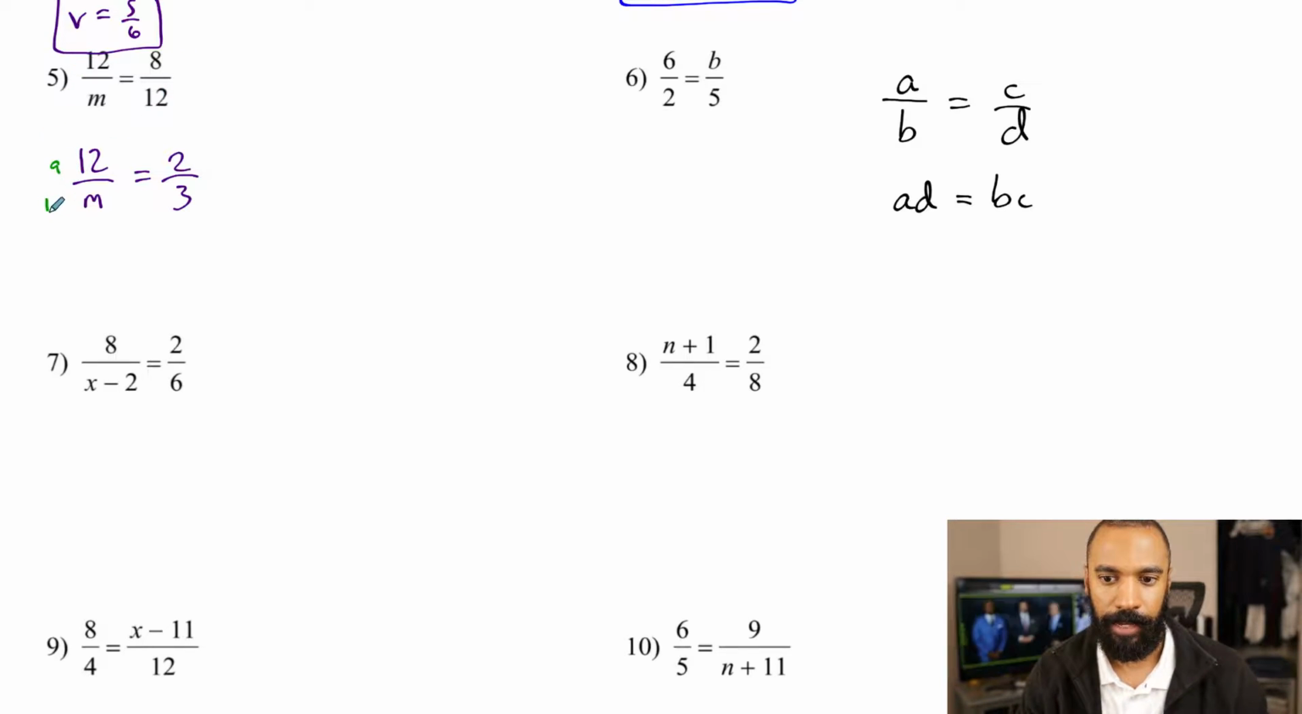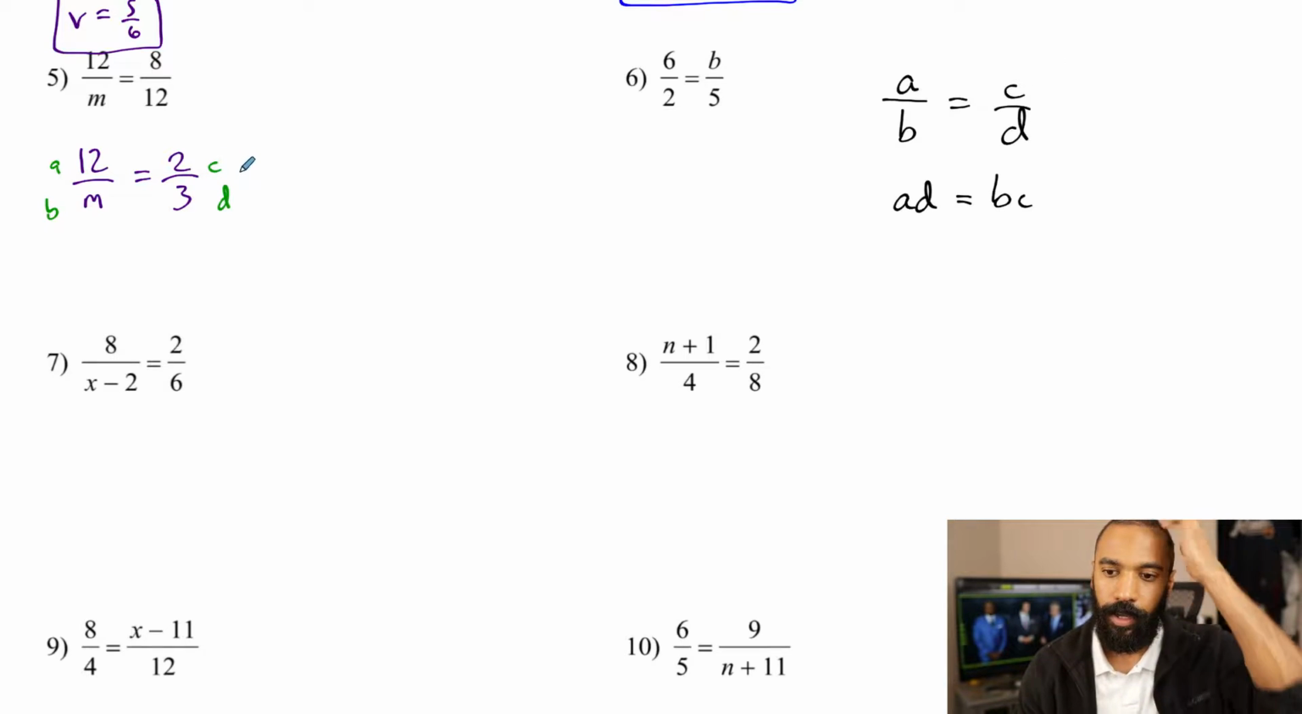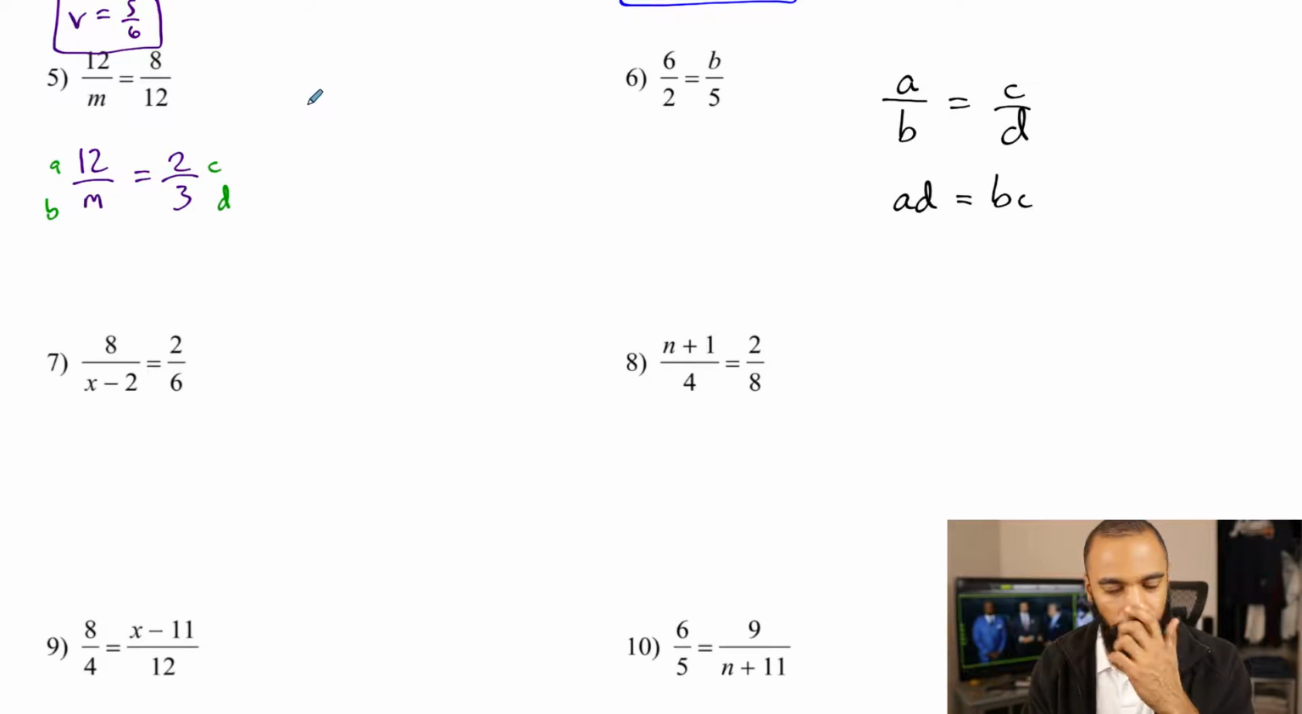Let me write them here. A, B, C, and D. Now, what I'm going to do here is rewrite these in a different way. See if you can follow along with this.